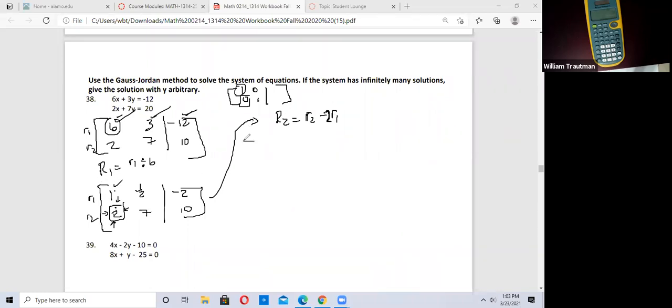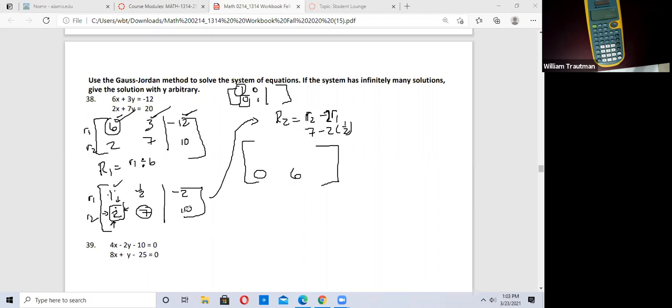So let's see what I get when I take each item in row 2 and subtract 2 times row 1. Well, 2 minus 2 times 1 is 2 minus 2, which is 0. Next, I'm going to take this 7 and subtract 2 times row 1's 1/2. 7 minus 2 times 1/2 is 6, because 2 times 1/2 is 1, so 7 minus 1 is 6.